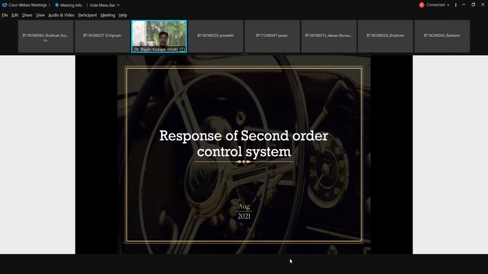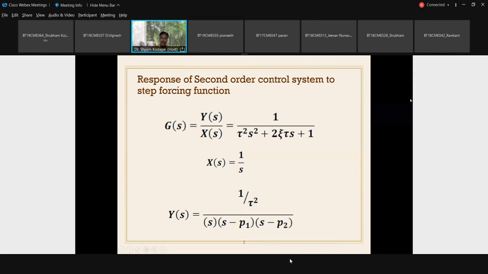So we have covered the multi-capacity process and the inherently second order system. Now we will go for the responses, so let me tell you about the responses before moving on, how it will behave. Let's discuss the things which we have studied earlier and how the information from the previous lectures can be implemented over here. We have already derived the equation G(s) is equal to Y(s) by X(s) is equal to 1 upon tau square s square plus 2 zeta tau s plus 1.